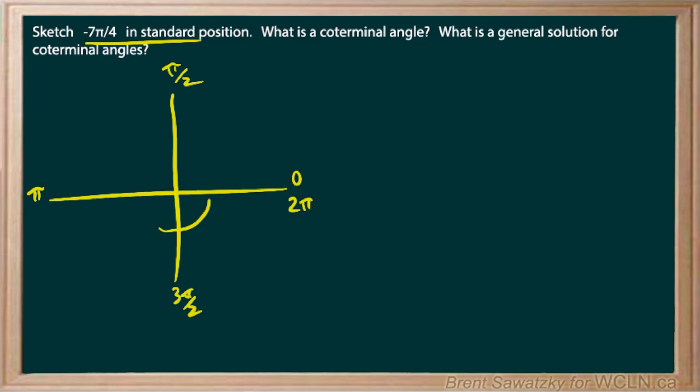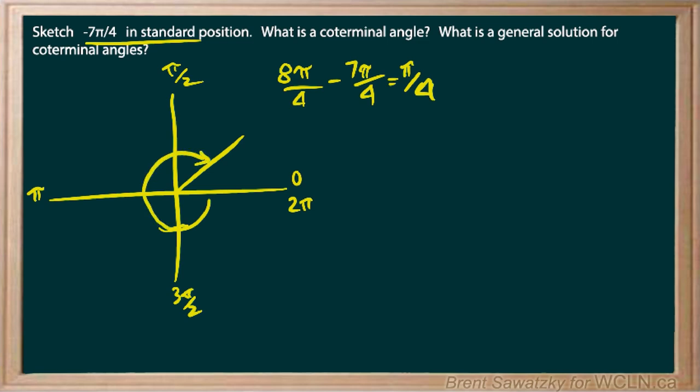When I look at it, I think of 2 pi as 8 pi over 4, and this is just a little less than 8 pi over 4, right? So we could say 8 pi over 4, which would be going the complete circle, that is 2 pi, and then minus 7 pi over 4 is equal to just pi over 4. And so what that tells us is we're going to go all the way around, and we're going to land there at pi over 4.